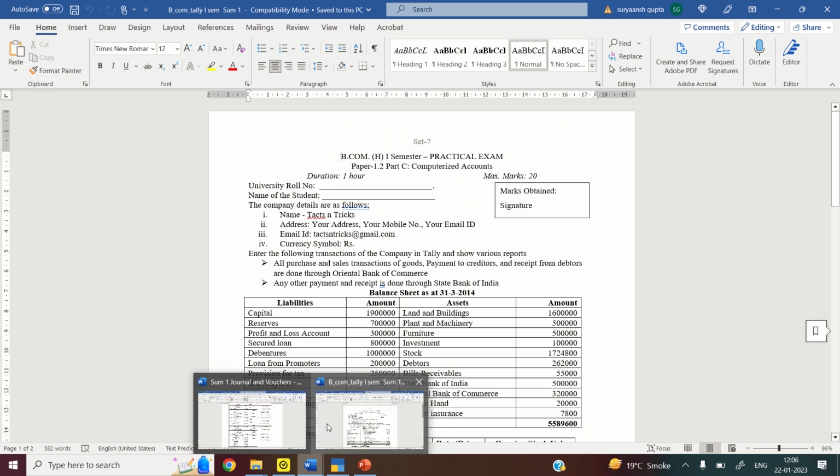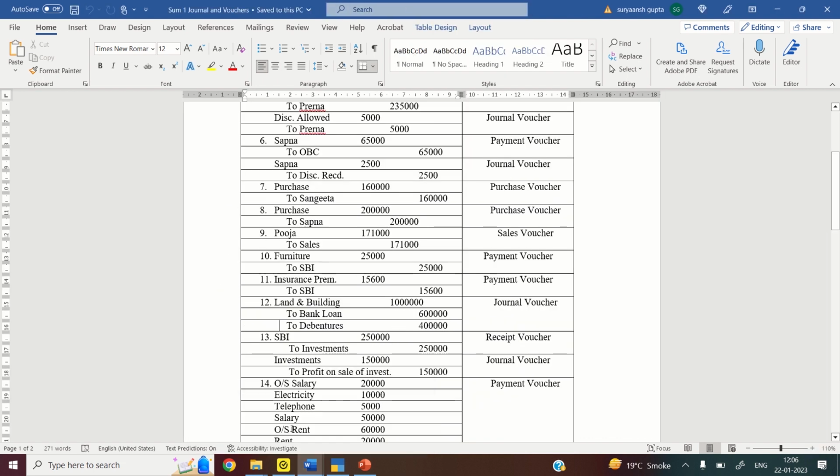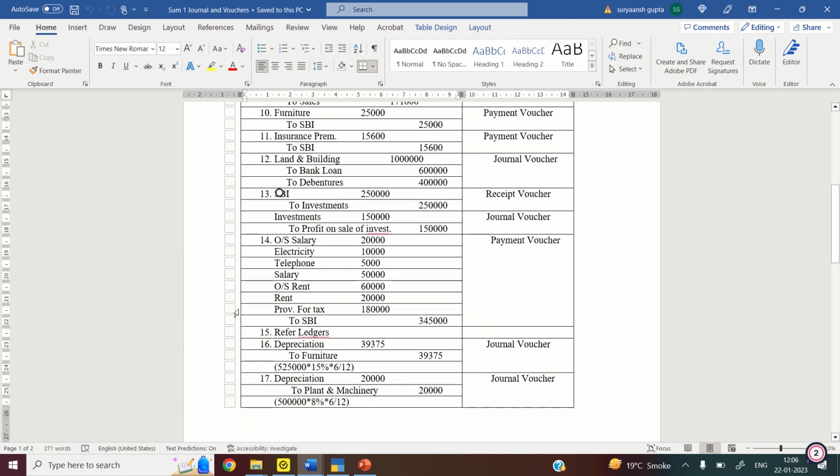So, if I go to the journal entries now, you have sold the investments worth rupees 1 lakh, and you have sold the investments for rupees 2,50,000. So there can be two adjustments to it. You can see point number 13. Number one, we have sold investments. So it will be bank to investments, that is SBI to investments 2,50,000, which will come into the receipt voucher.